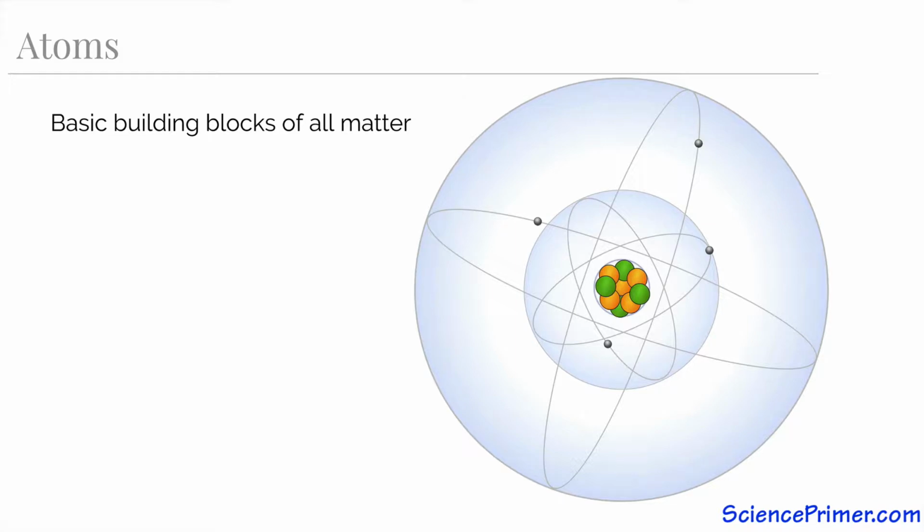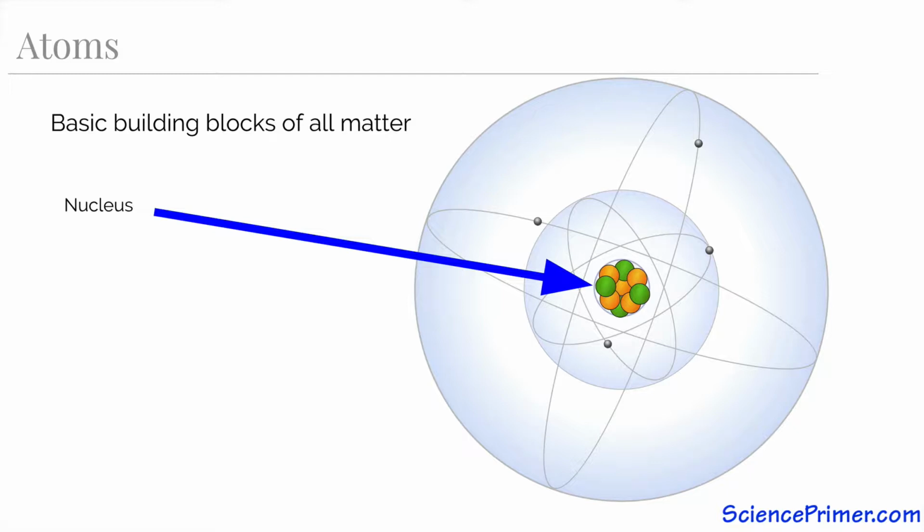The atom is the basic building block of all matter. This depiction showing the nucleus in the center and the electrons orbiting like planets around the sun is not accurate, but as a model it helps illustrate important properties. It shows a small nucleus at the center of the atom.